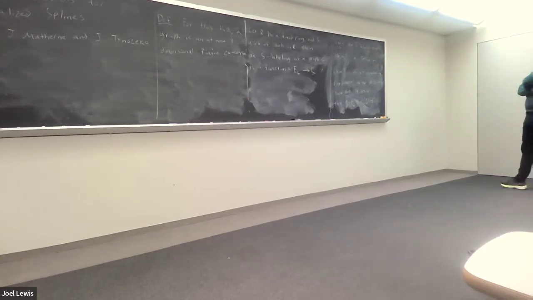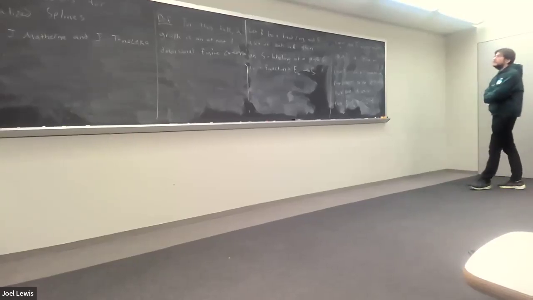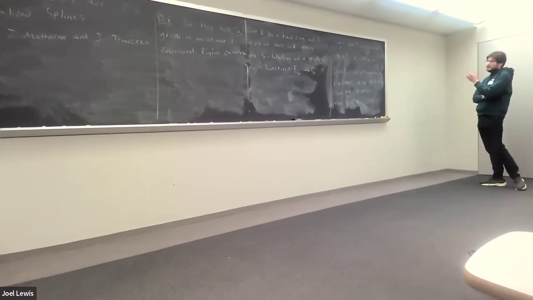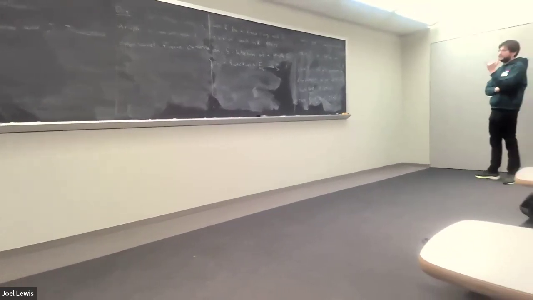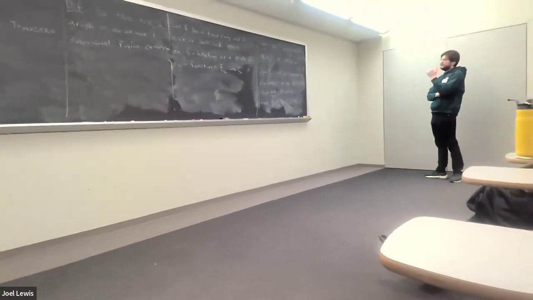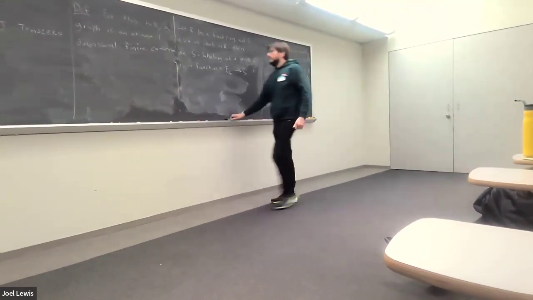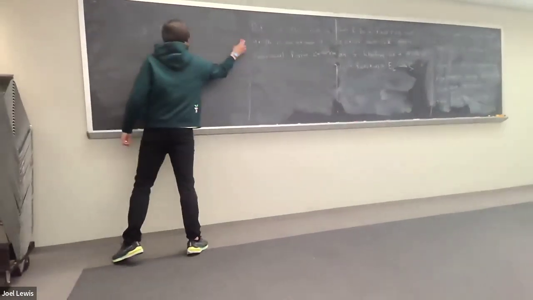Okay, so a spline on an S-labeled graph is an assignment of ring elements to the vertices of your graph, such that if two vertices happen to be connected by an edge, then I need the difference between those ring elements of those two vertices to be in the ideal of that edge.